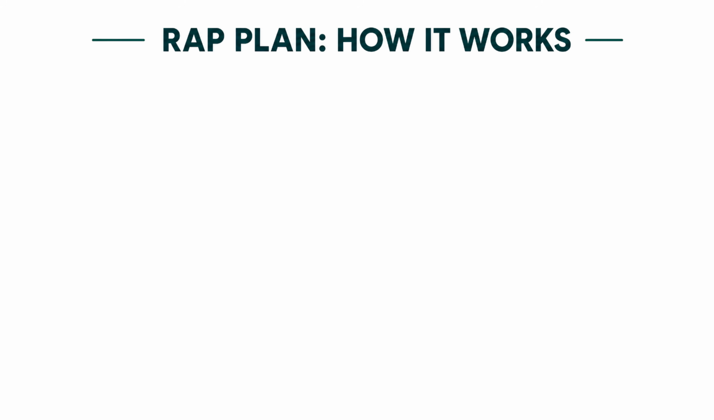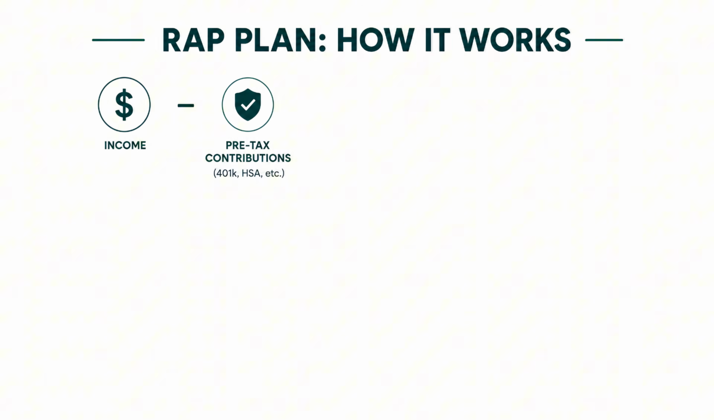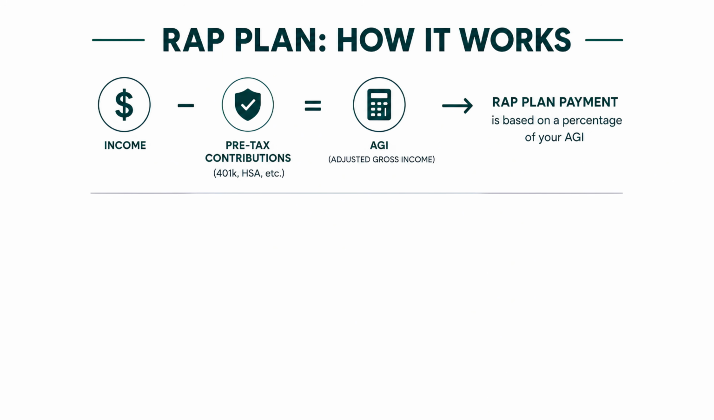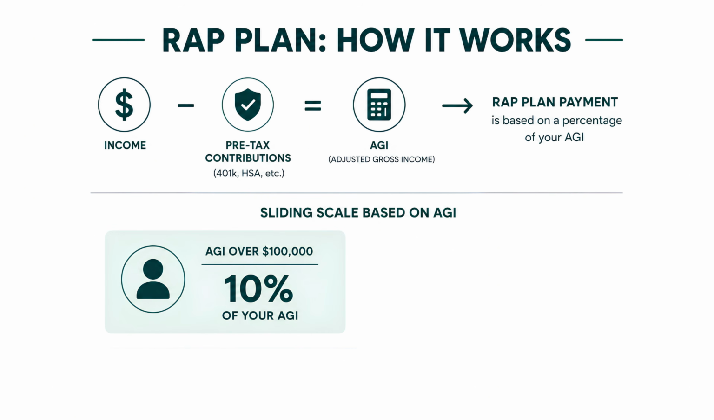So first, you're going to take your income and subtract out any pre-tax contributions that you're making to your 401k or HSA, anything like that. That gives you your AGI. Now that stands for adjusted gross income. Now for the RAP plan, based off of your AGI, there is a percentage of your AGI that you will pay. So if you have a higher income, let's say if your AGI is over $100,000, you pay 10% of your AGI on the RAP plan.